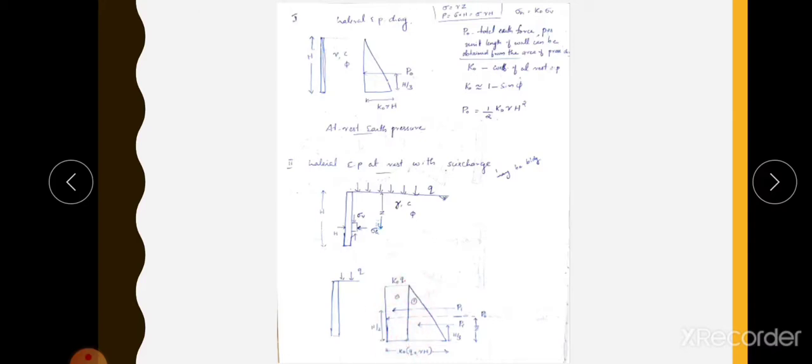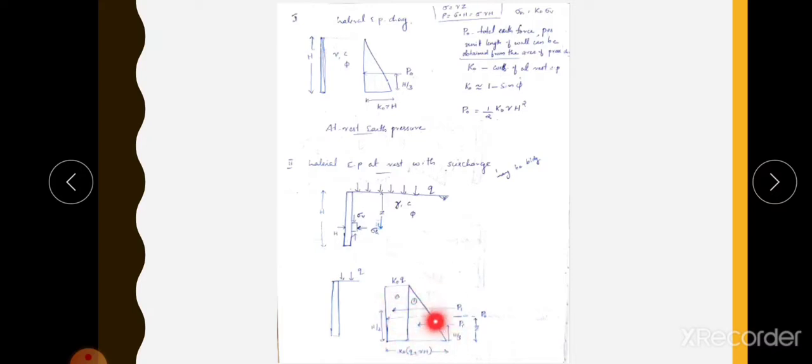Next we have to draw the earth pressure diagram due to this backfill soil. That is similar to our previous case. At top it will be 0 and at the bottom it will be k naught into gamma into this height, k naught into gamma into h, will be this length. So like that we can draw the pressure distribution diagram for this backfill soil.